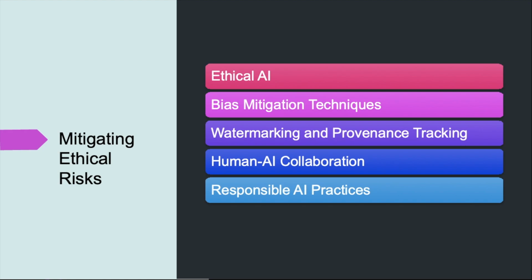Next, we have bias mitigation techniques. Implementing techniques like data augmentation, debiasing algorithms, and adversarial training can help reduce biases present in generative AI models. For instance, researchers have developed algorithms that can automatically detect and mitigate gender bias in language models. Next, we have watermarking and provenance tracking.